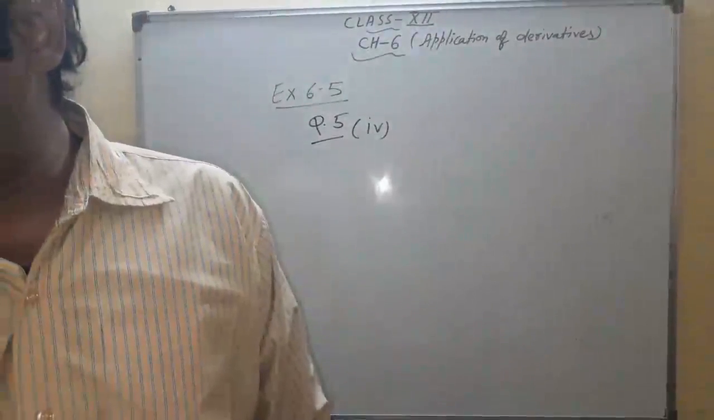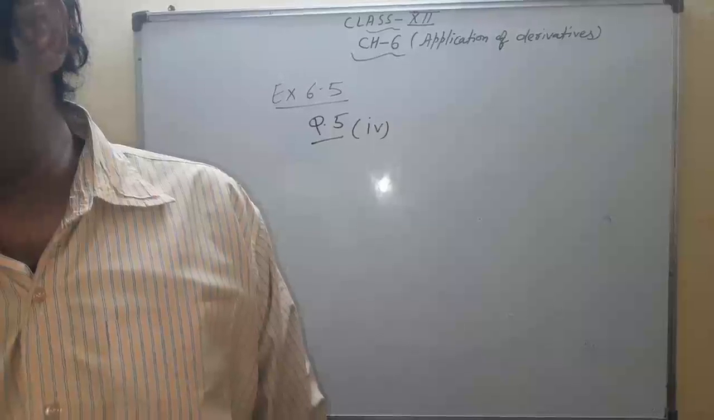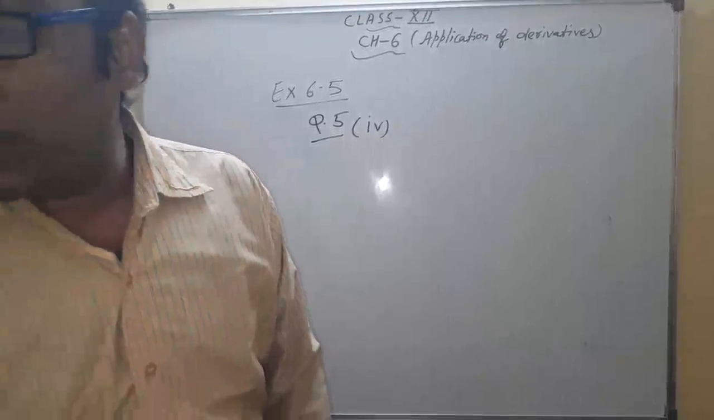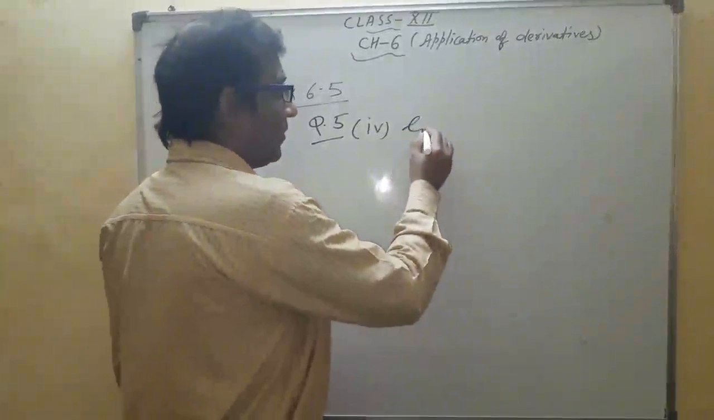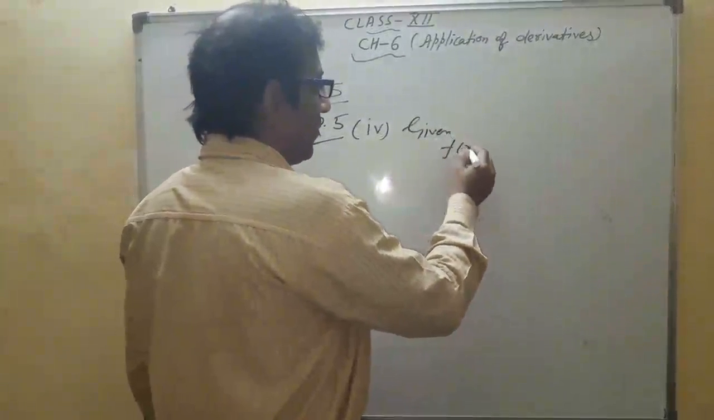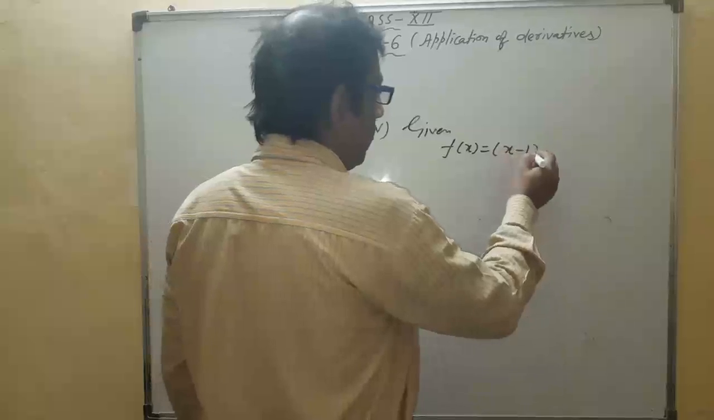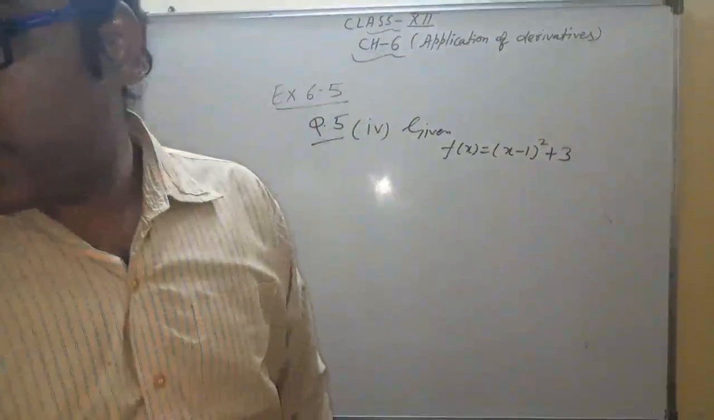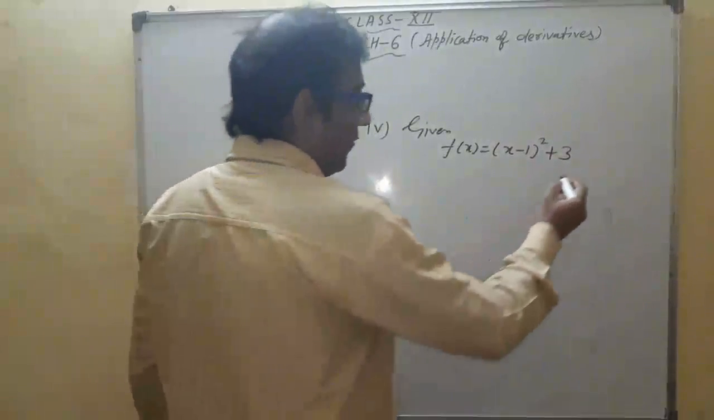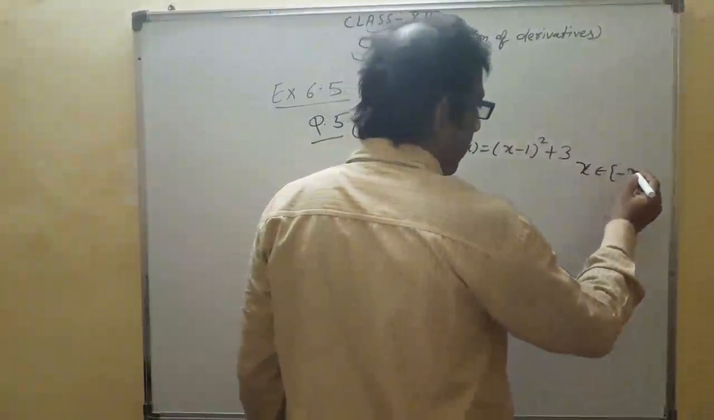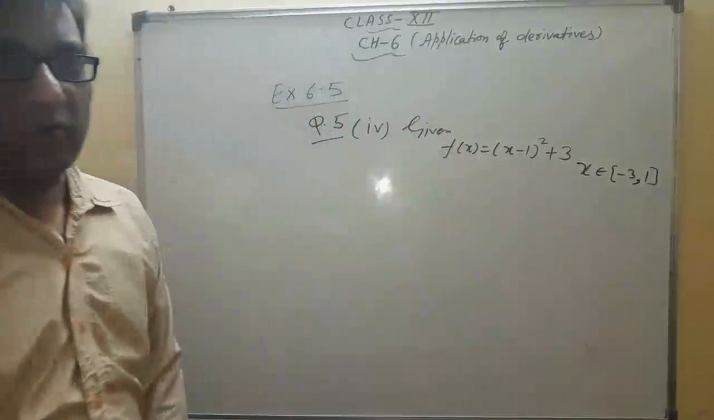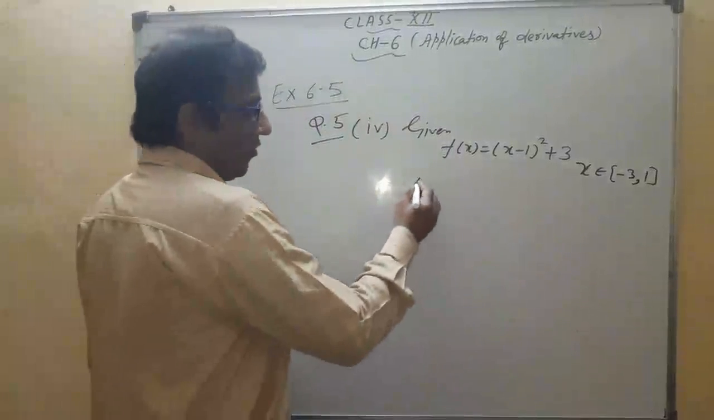Find the absolute maximum value and the absolute minimum value of the following function in the given interval, and this time we are given f(x) equals (x minus 1) whole squared plus 3, with interval x belongs to [minus 3, 1]. So if such a situation is given to us, how can we calculate? Again the same procedure.